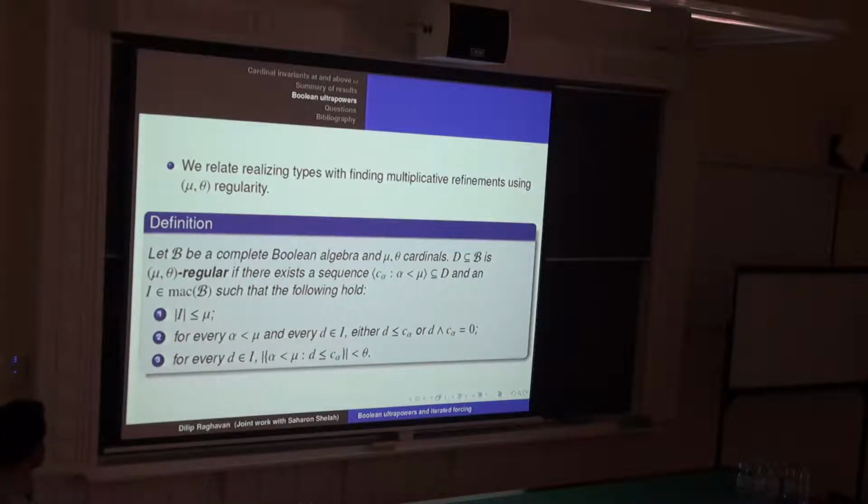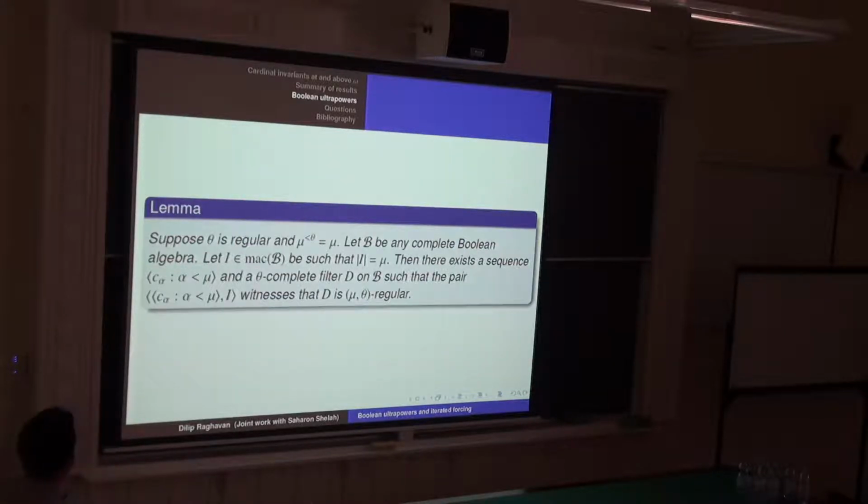And for every d in I, this is probably the most important condition, condition 3. There are only a small number of things below C alpha. That's the theta here. The number of things below C alpha is small. And then you can prove that these things exist.